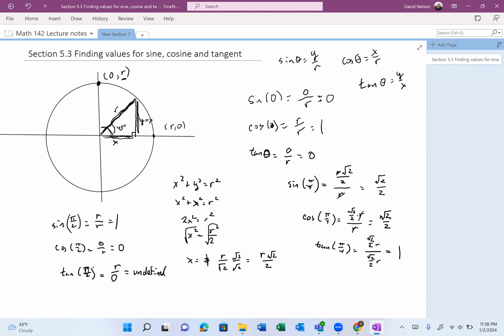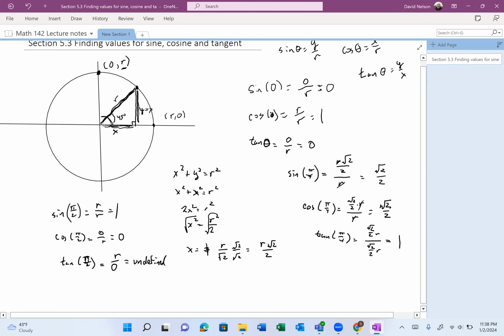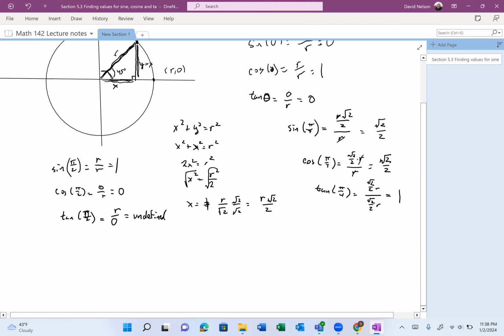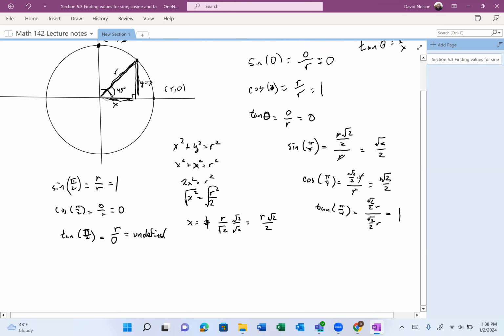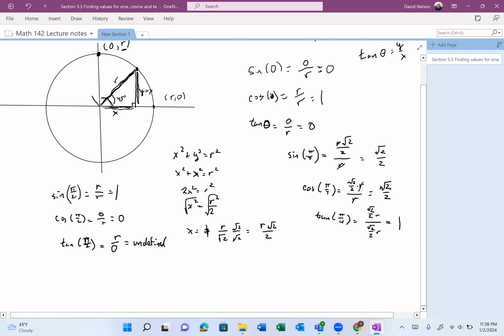So there's a few values that we can get, but if I know those, I can actually find out what the other values are going to be fairly easily. Let's scroll up here a little bit. If I look at an angle of, how about 3 pi over 4? If I go from the x-axis all the way around to here, it's 135 degrees. It's the actual angle, 135 degrees, or 3 pi over 4.